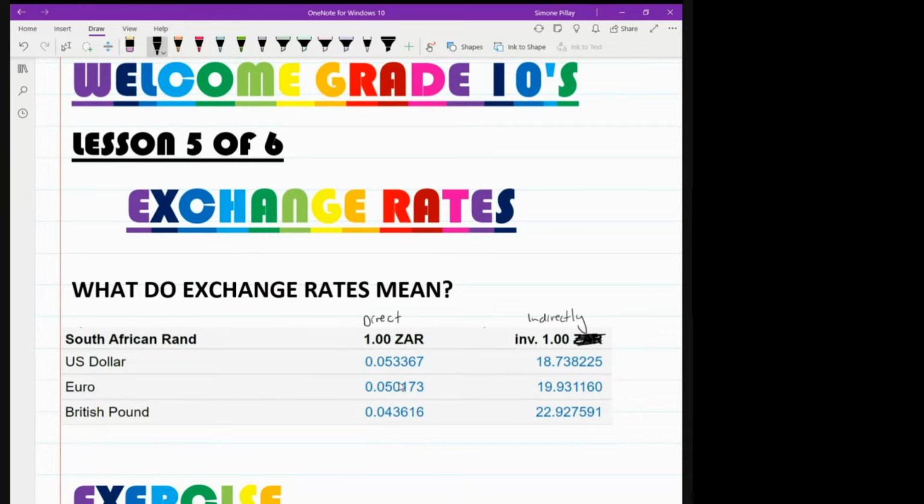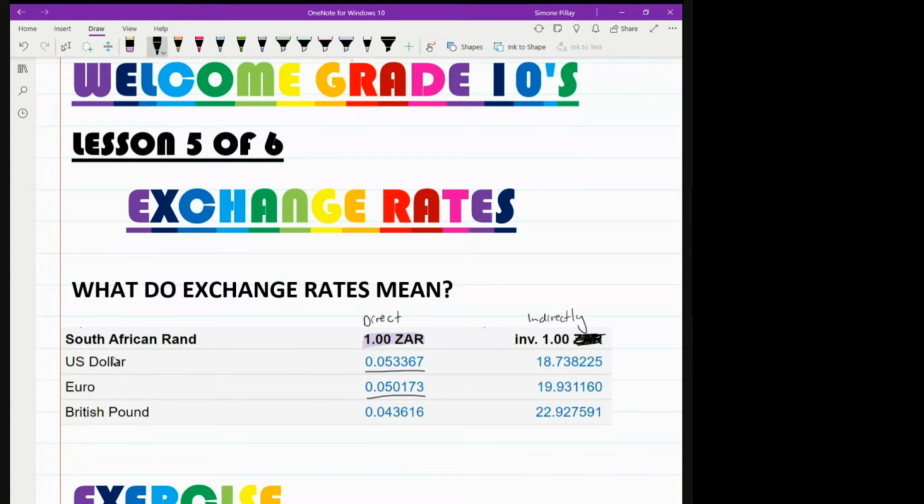What they mean is that when I have a direct exchange rate, it's telling me with 1 rand, how many units of foreign currency can I buy? And I can see here with 1 rand, I can buy 0.053367 US dollars. With 1 rand, I can buy 0.050173 euros.